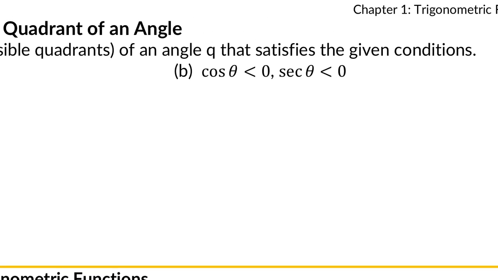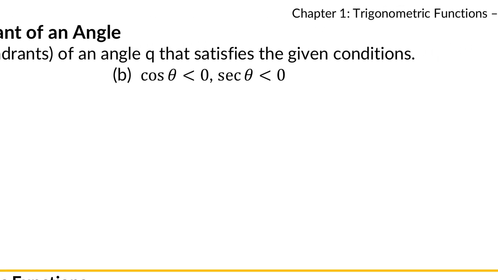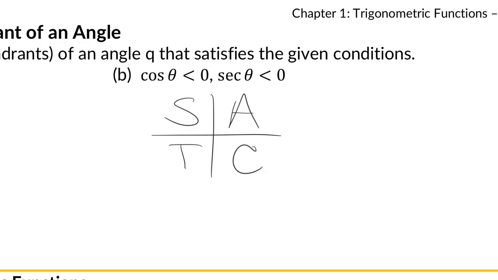Let's look at another one. Maybe this time it says cosine of theta has to be less than 0 and secant of theta has to be less than 0. Okay, I'm going to draw my work because I think it's super helpful to have A, S, T, and C. Cosine has to be less than 0. What are the two quadrants where cosine is less than 0? T and S, so we circle those.